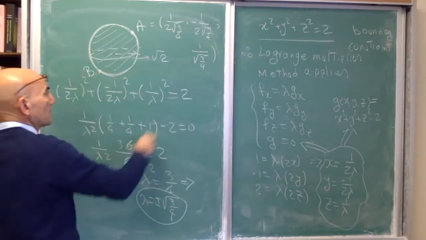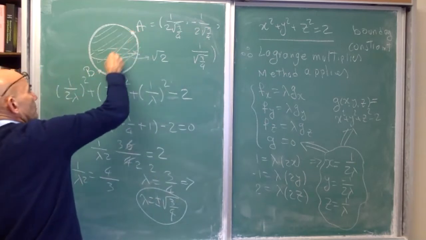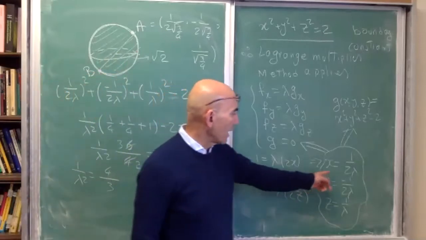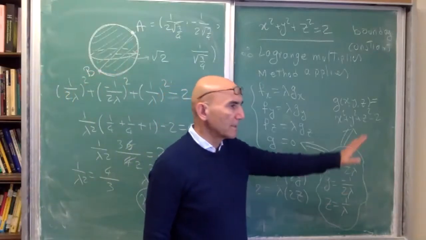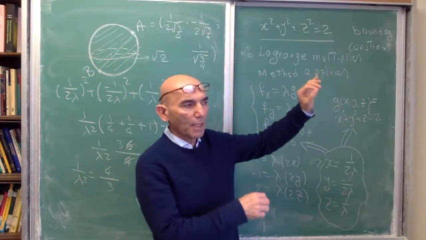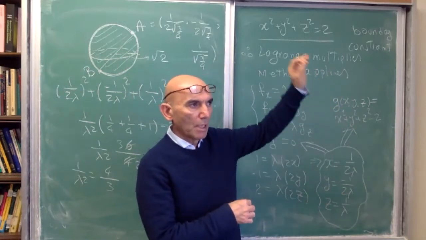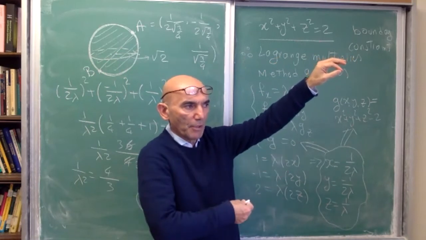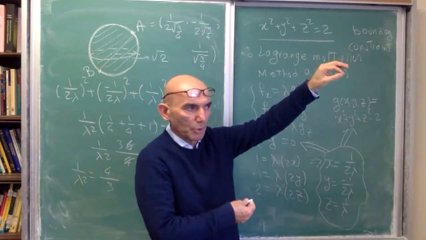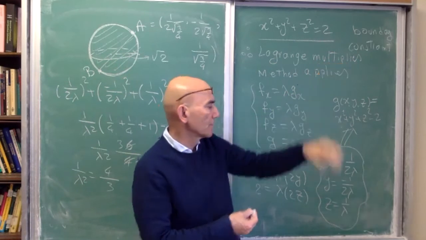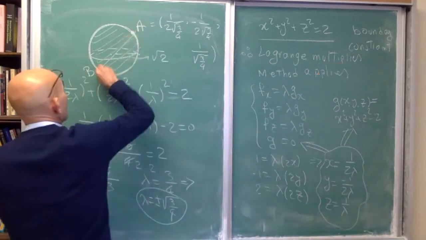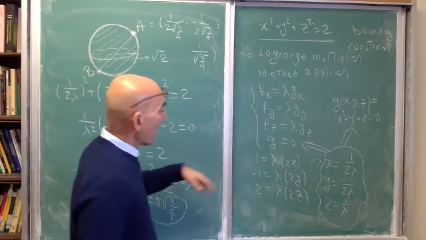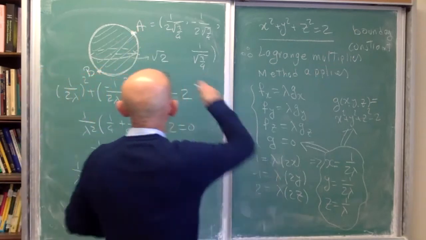And B is the negative of this, the opposite value, because the difference between the X, Y, Z values at these two points, these are antipodal points, right? One of them is on one side of the sphere, the other is diametrically opposite. They are called antipodal points on the sphere. One of them is maximum, the other one is minimum.